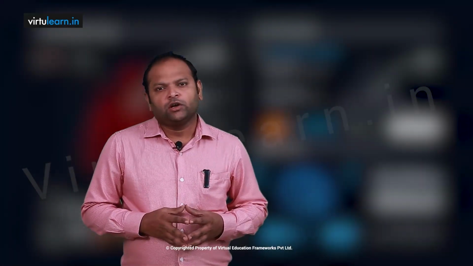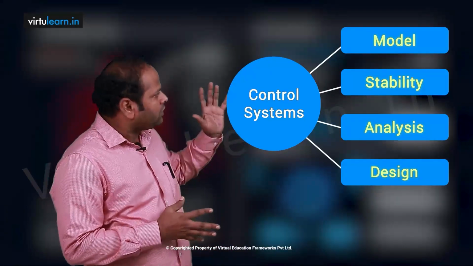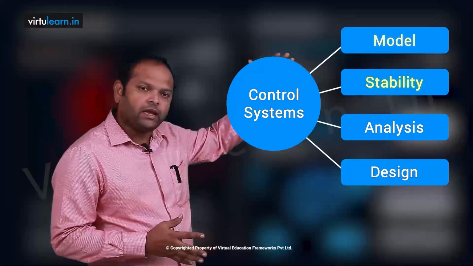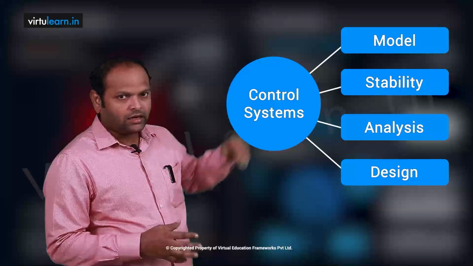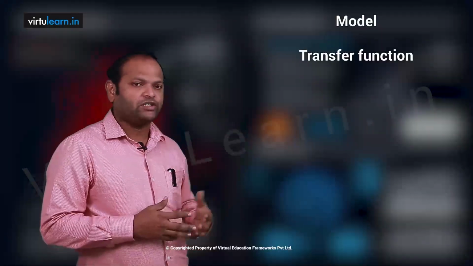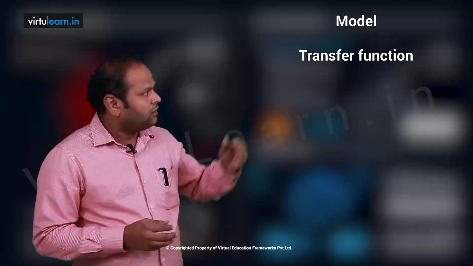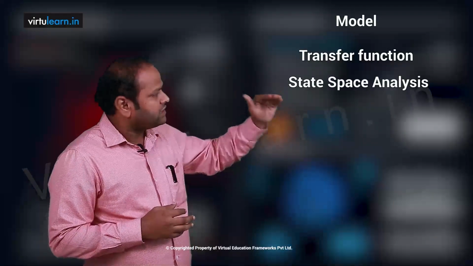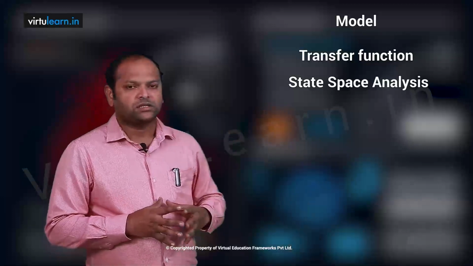Well friends, we know the big picture of the control system. The components of a control system are modeling, stability, analysis and design. In modeling again there are two types of model. One is the transfer function, usually called conventional modeling. The second one is modern modeling, which is nothing but the state space model or the state space analysis. So let us concentrate on the state space analysis now.